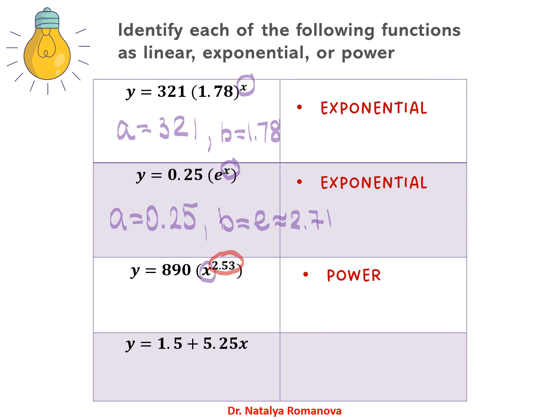Next example, y = 1.5 + 525x. This function has the form of a sum: a constant term 1.5, plus a real number times the variable x. Because it fits the pattern y = mx + b, it is classified as a linear function.